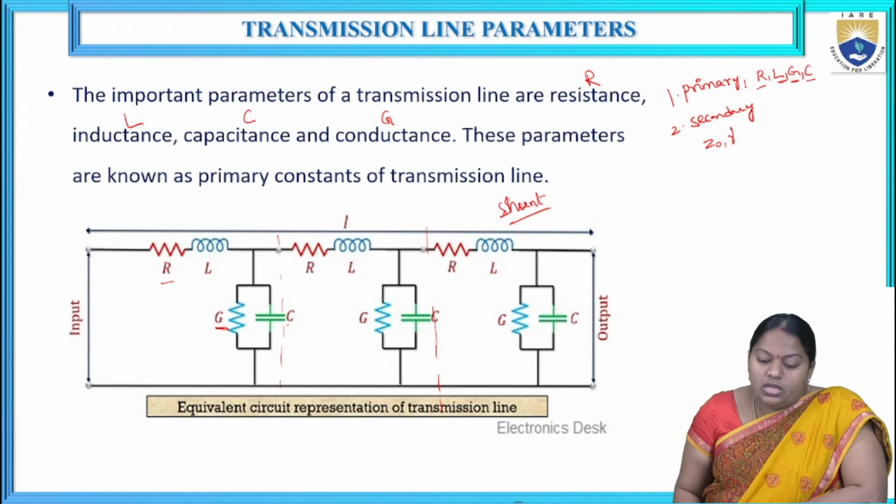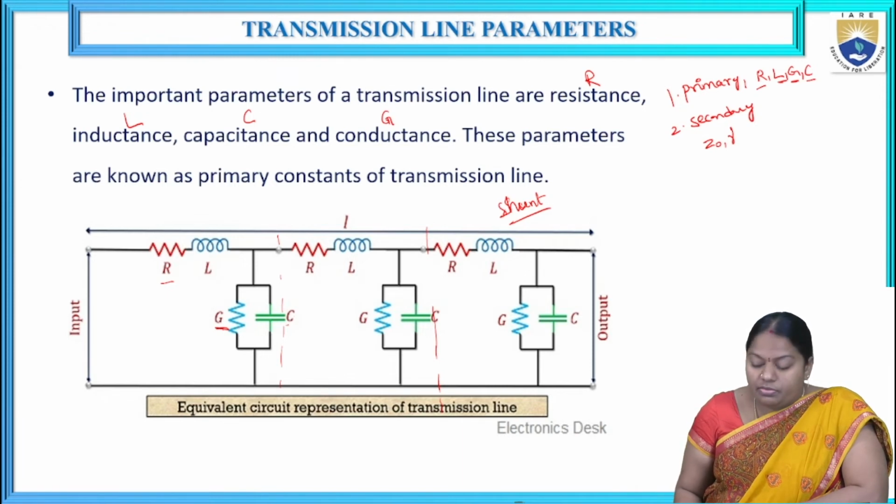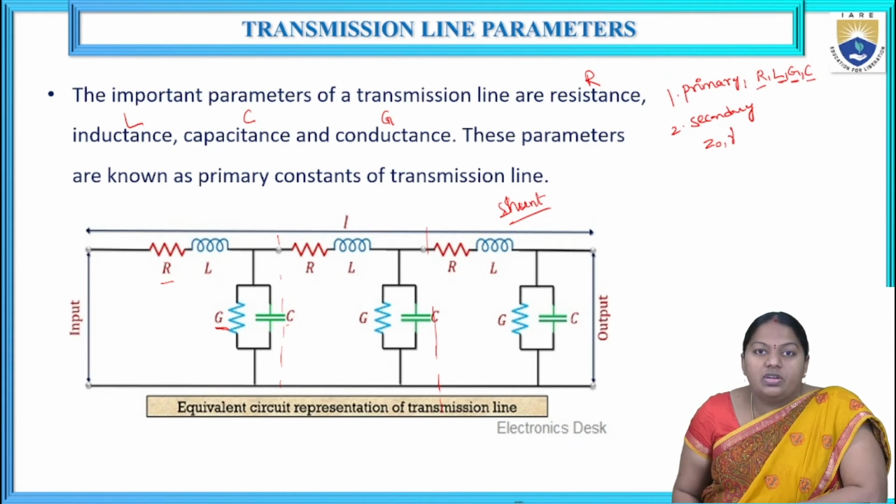So there are two types of constants or parameters of a transmission line: primary constants and secondary constants. Resistance R, inductance L, capacitance C and conductance G are said to be primary constants or primary parameters of a transmission line, and characteristic impedance Z0 and propagation constant gamma represent secondary constants of a transmission line.